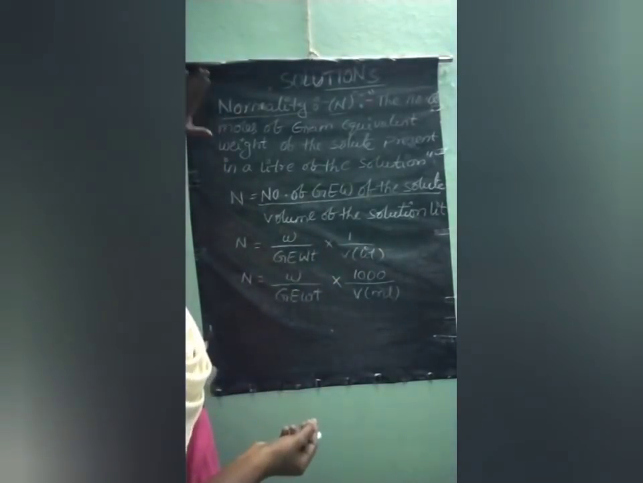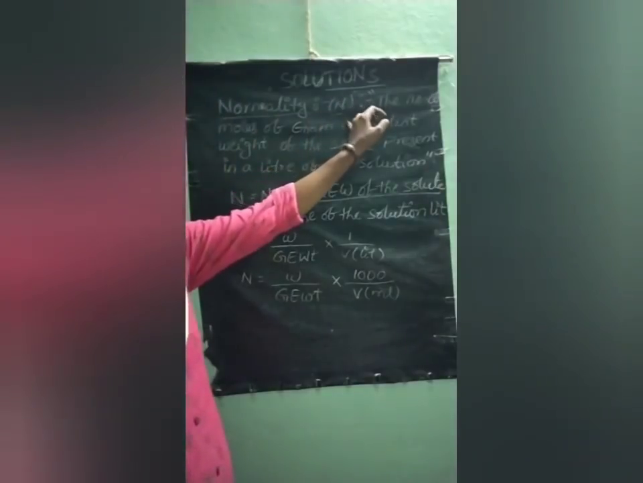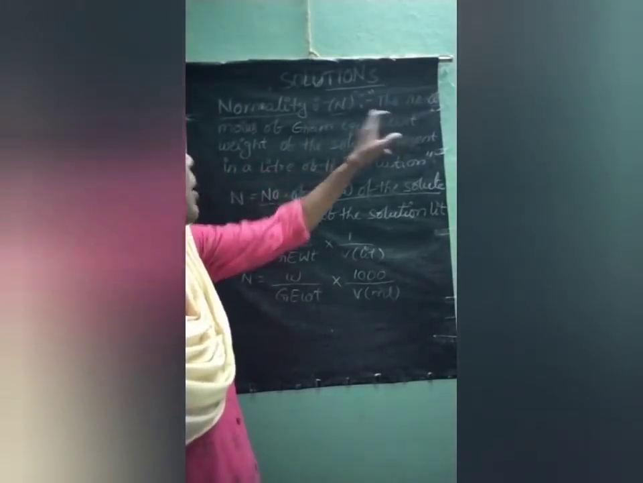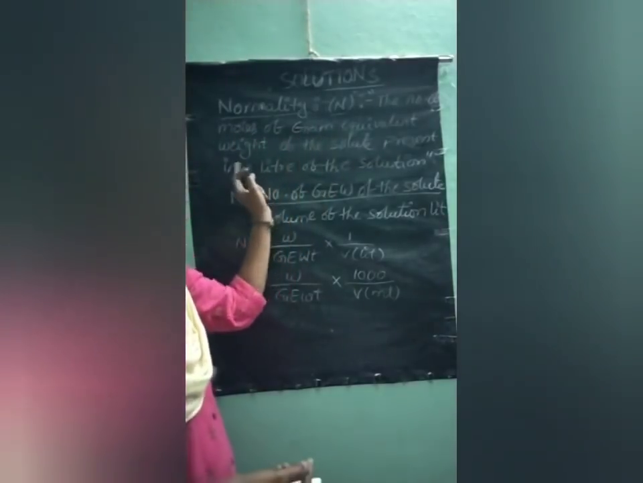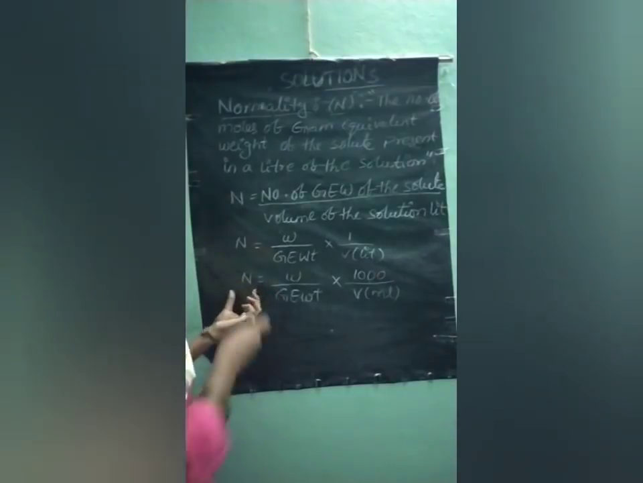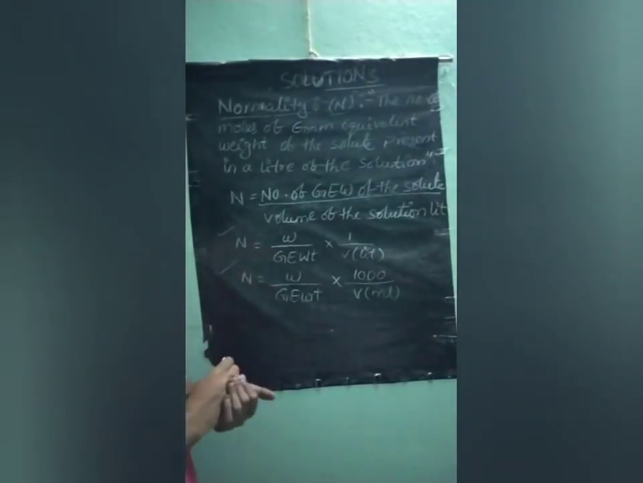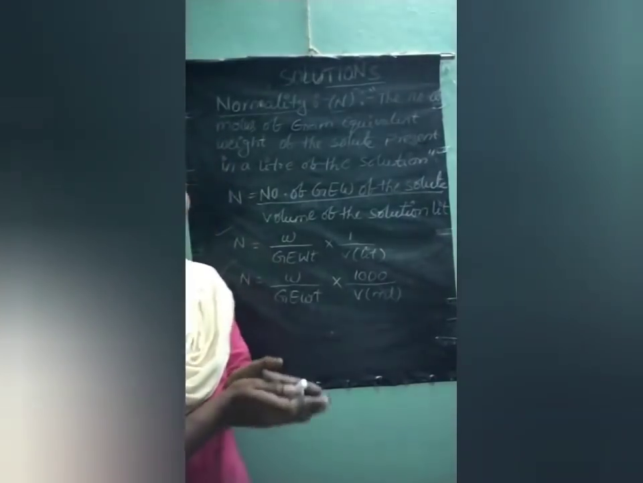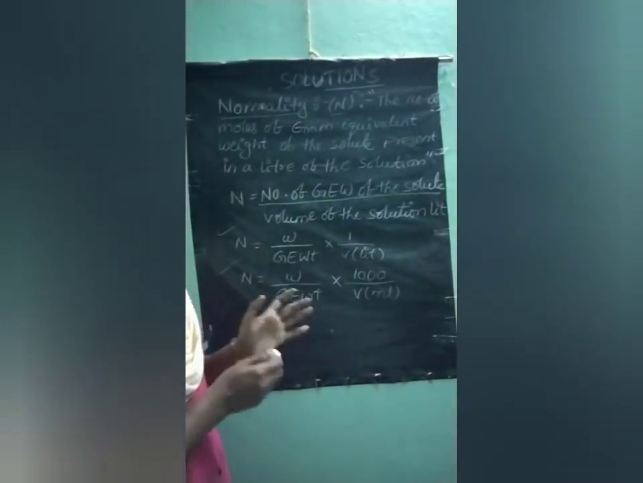Again, normality is denoted by the letter N. It is the number of gram equivalent weights of the solute present in a liter of the solution. The normality formula is the number of gram equivalent weights of the solute by the volume of the solution in liters, and this is the second formula for normality. Now, how do we calculate normality? Let us see the first problem.